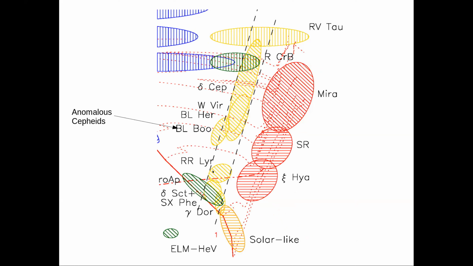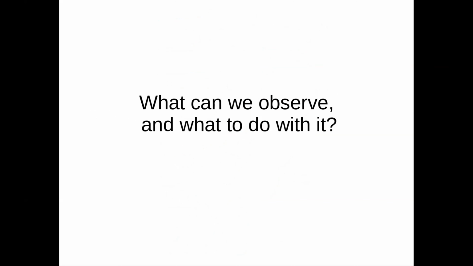What makes them different is actually their mass and the phase in their stellar evolution. So these are not the same, but they are doing something similar. And all of them, the classicals, the RR Lyrae, the anomalous Cepheids, they all have so-called period-luminosity relations that are used for calibration. So what do we study? What can we observe and what can we do with it?